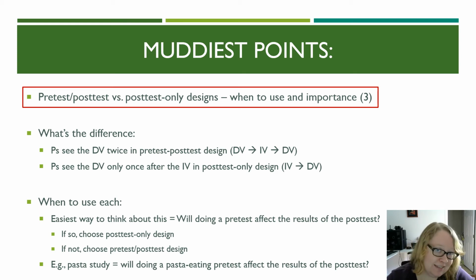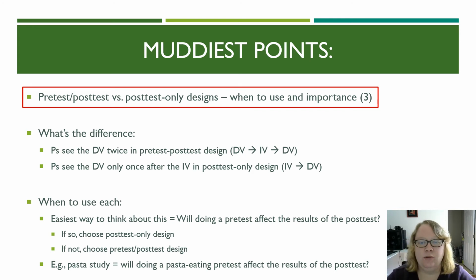That's the pre-test DV and the post-test DV. And in between them comes the IV. So DV, IV, DV. But in a post-test only design, participants are only seeing the DV once, and it's after the IV, because you gotta have temporal precedence, right? So it's after the IV in that post-test only design. So it goes IV and then DV.